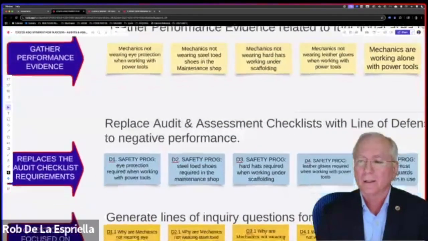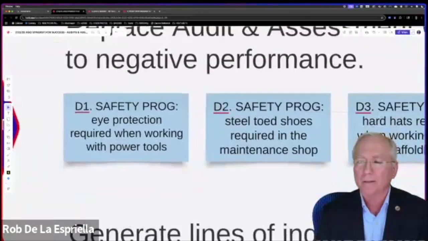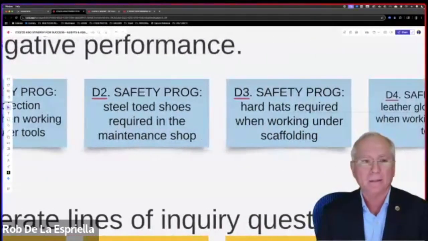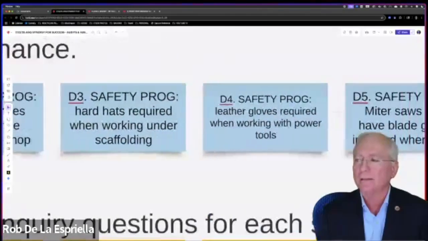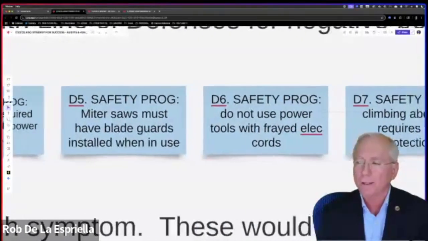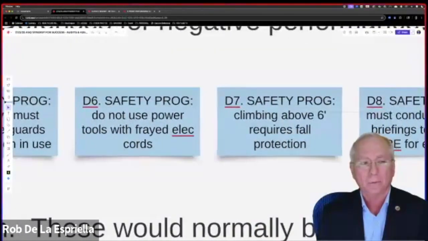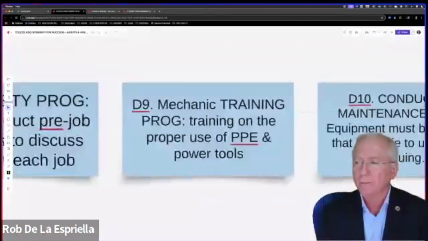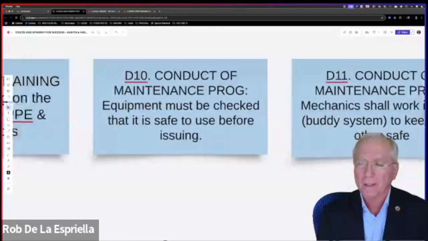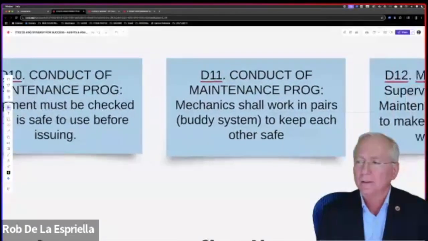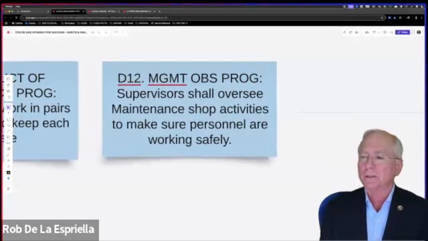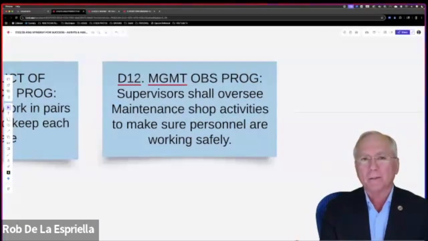So I know that I should be wearing eye protection because the safety program says so. And the safety program has information on steel-toe shoes and hard hats and leather gloves and miter saws with blade guards and power tools with frayed electrical cords. We have all these things. We have mechanical training program. We have conduct and maintenance requirements. We have management observation programs that make sure the supervisors are actually reinforcing the behaviors. Why aren't the supervisors seeing these negative behaviors out in the field?